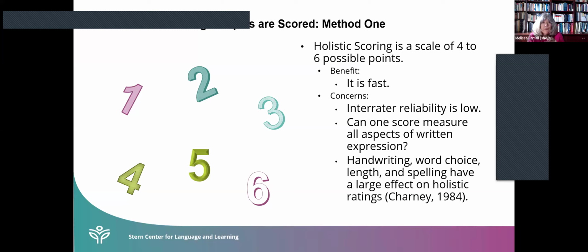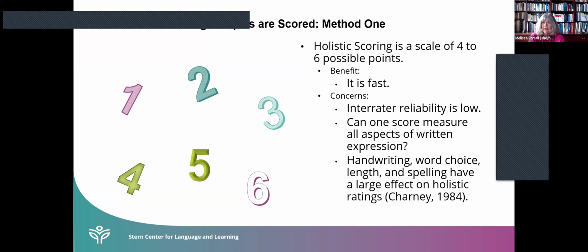We are often influenced by different aspects of written expression. It turns out that if one passage is written in a beautiful cursive script, and the same exact passage is written with awkward and painful letter formation, even though the content is the same, the passage written with the good handwriting is going to get the better score. That's also true of spelling.